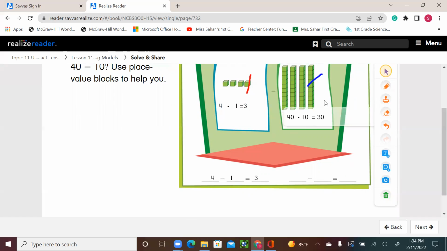That means 40 minus 10 equals 30. So let's put this down here. 40 take away, or minus, 10 equals 30. Let's put this down. All right, so that's what we learned today, how to subtract tens using a model.